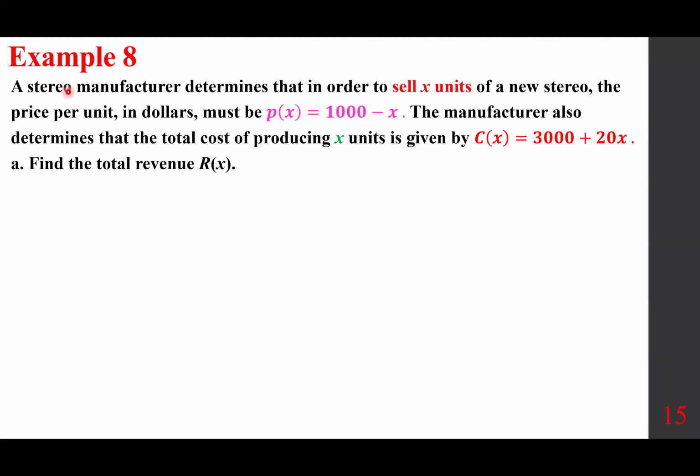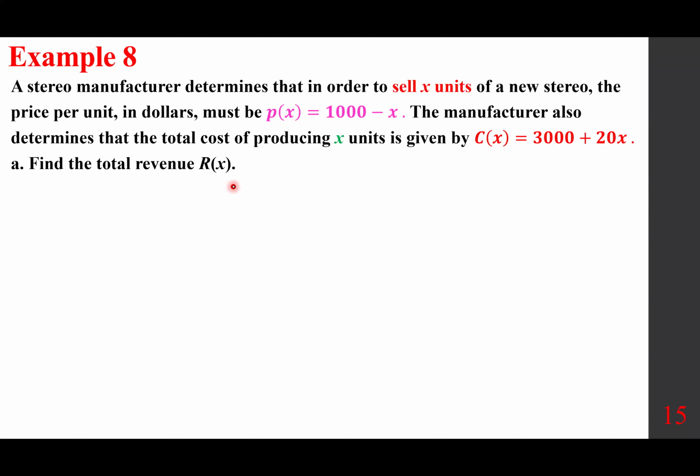A stereo manufacturer determines that in order to sell x units of a new stereo, the price per unit in dollars must be p of x equals 1000 minus x. The manufacturer also determines that the total cost of producing x units is given by C of x equals 3000 plus 20x. Find the total revenue.